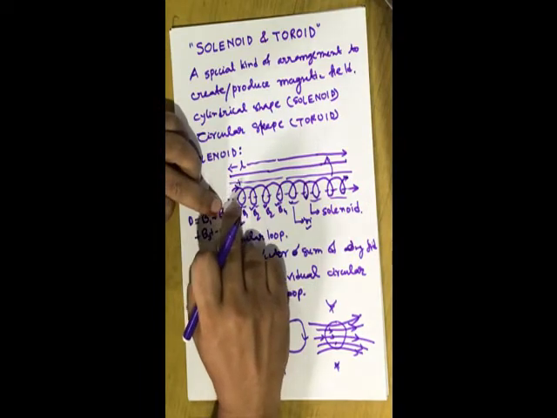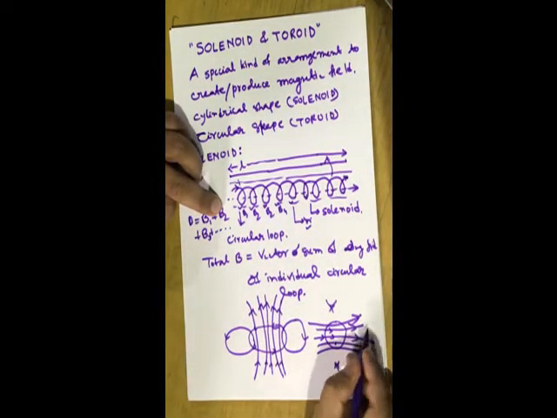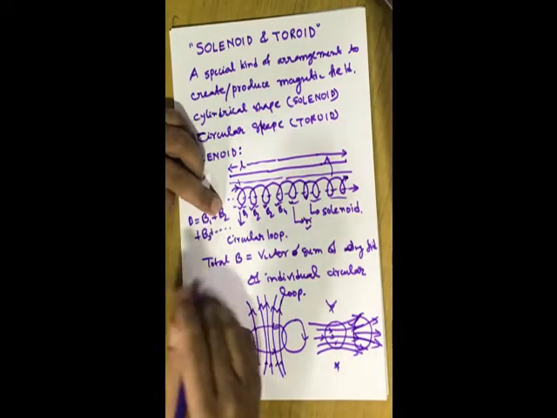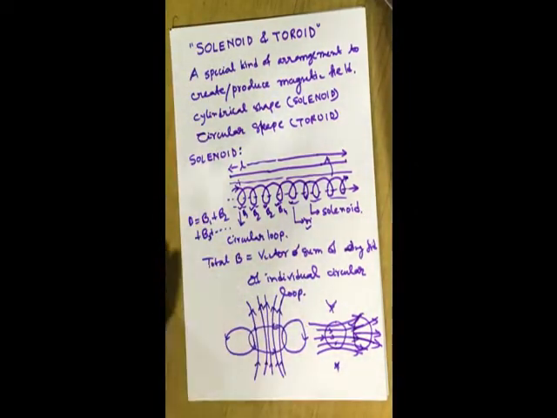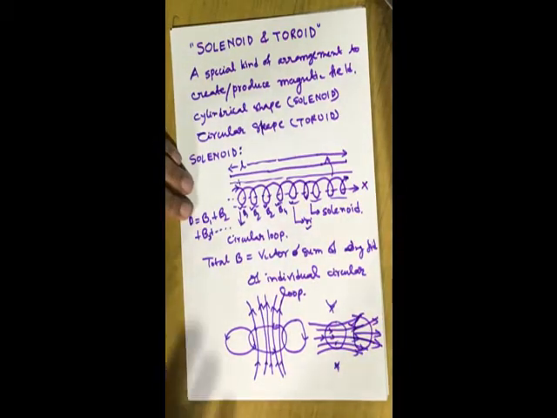We can say that the net magnetic field will always be in the axial direction, because you see all this magnetic field for this circular loop, and there will be another circular loop for this also, with magnetic field like this. So all this magnetic field in the x direction, if we say this is the x direction, will add up, and therefore we can say the magnetic field will be along the axis of the solenoid.